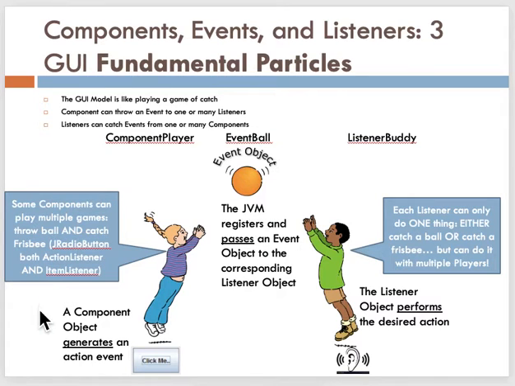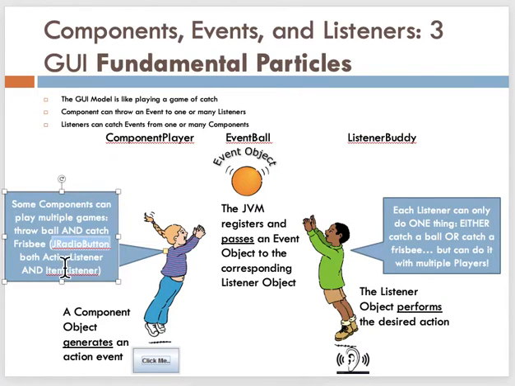Some components can play multiple games. Remember I said it's one way? It's kind of one way because some components can play multiple games. They can both throw a ball and throw a frisbee.